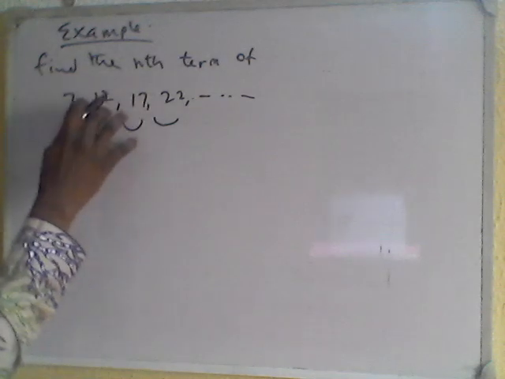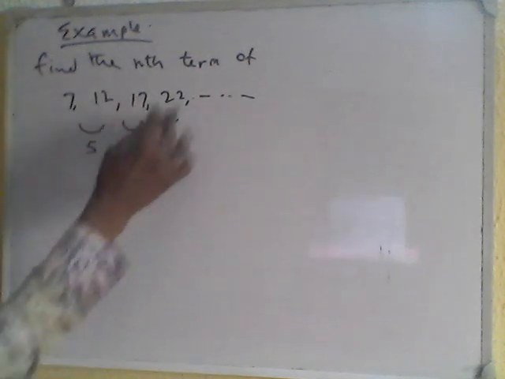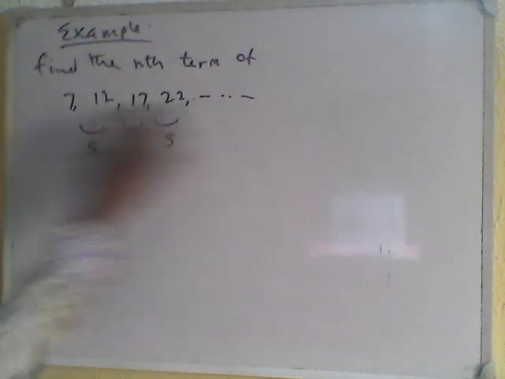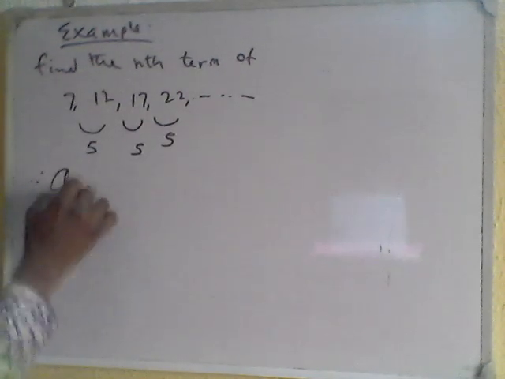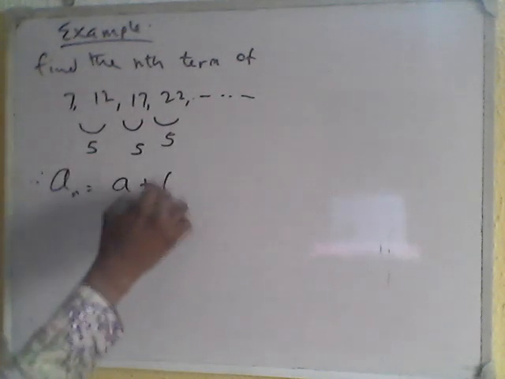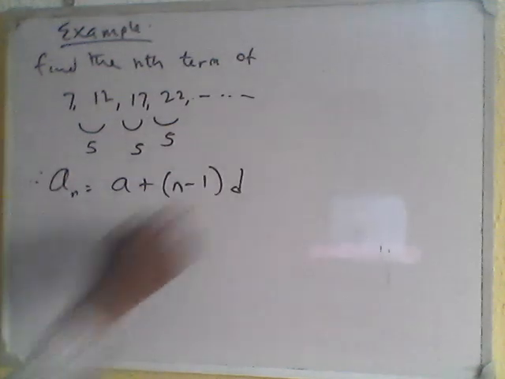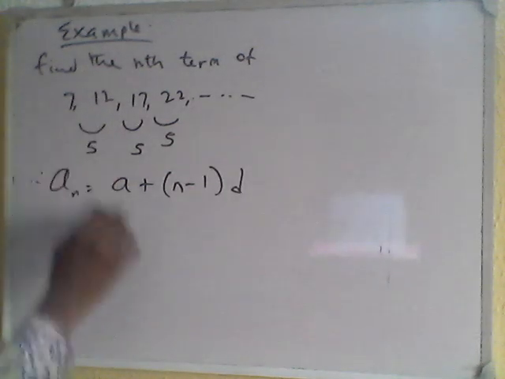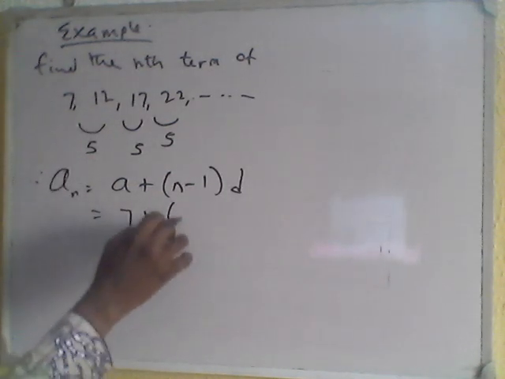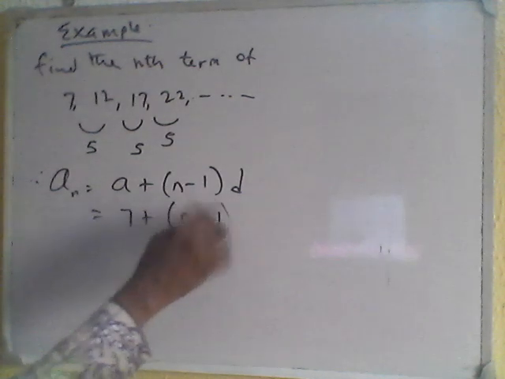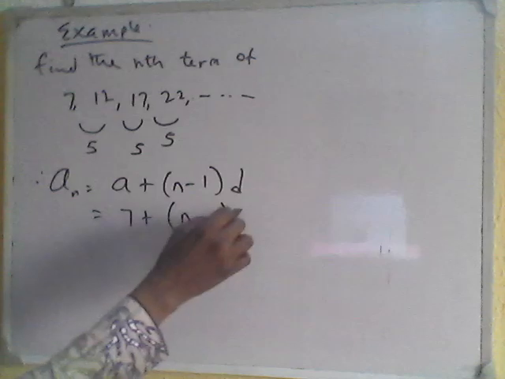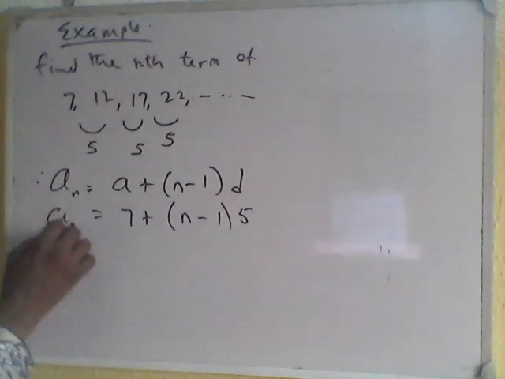And 17 minus 12 is also 5. Then 22 minus 17 is 5. So this makes it an arithmetic progression. Therefore, the nth term, an, of this progression is a plus n minus 1, then d. And a in this situation is 7. n is n, because we don't know what n is, the nth term. Then d is 5. So this is the formula for the nth term.